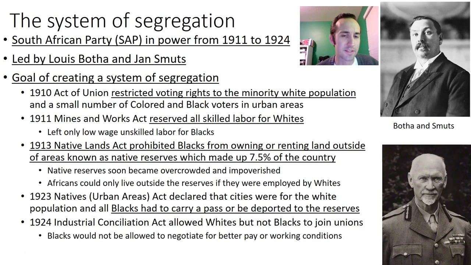1923, the Natives Urban Areas Act declared that cities were for the white population, and blacks had to carry a pass or be deported to the reserves. So you had to have your pass just walking around the city, otherwise you are deported off to the reserves.